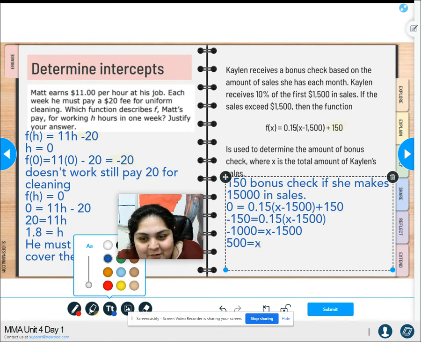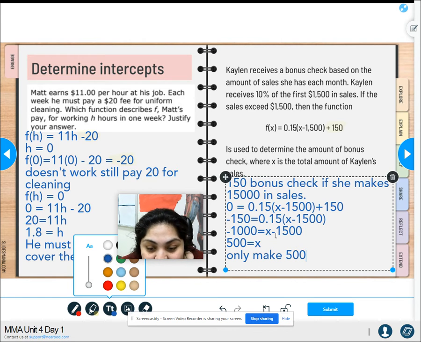500 would be what she would have to make if she gets nothing. She wouldn't get the 150 at all. Okay. So 150 would be if she makes that $1,500 in sales, because that would be 0, and when x is equal to 0, that's my y-intercept. But over here I got 500. So if she only makes 500 in sales, no bonus check.